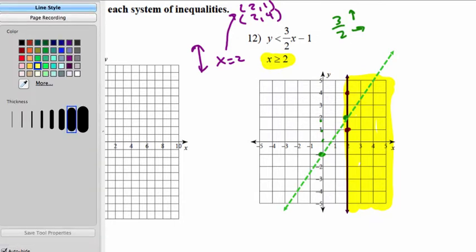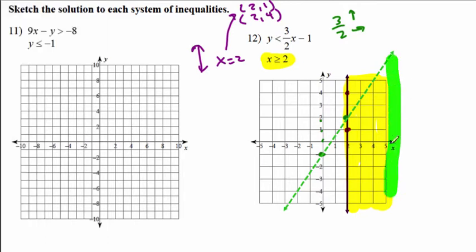And now we need to do the shading. All right, it's less than, so we need to go underneath the line. So underneath the line is like this part. So you're going to see this part here that's double shaded, like this region. That is our solution to the system of equations.